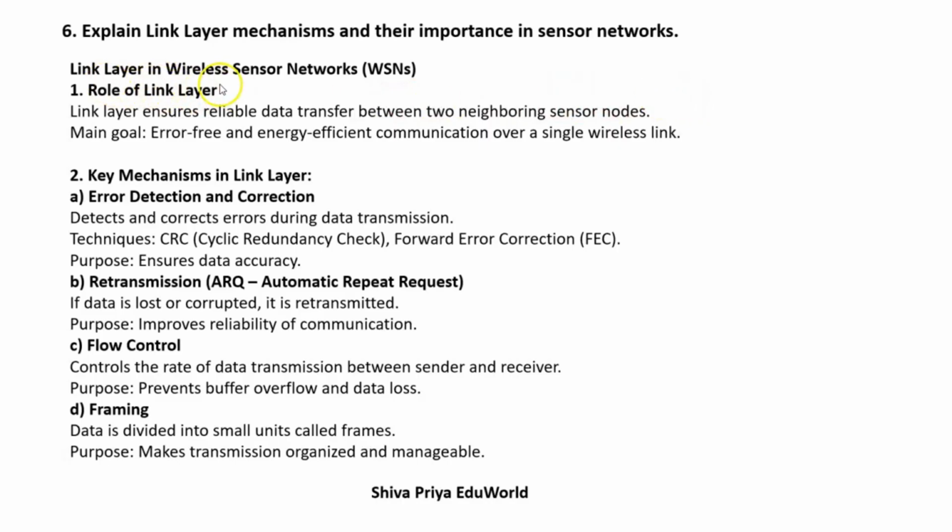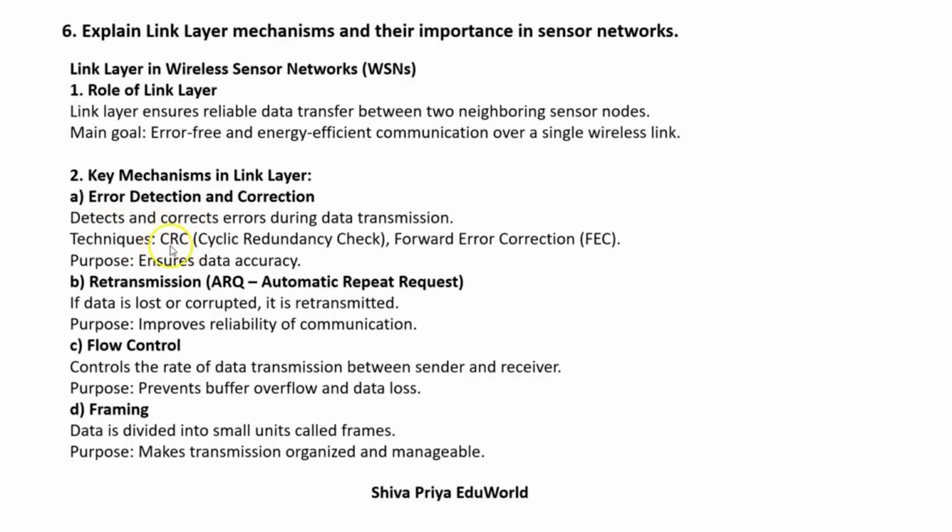Clear? That is the role of the link layer. The main goal of this link layer is error-free and energy-efficient communication over a single wireless network, which is the advantage of this link layer. Key mechanism in link layer: error detection and correction. It detects and corrects the errors during the data transmission only.